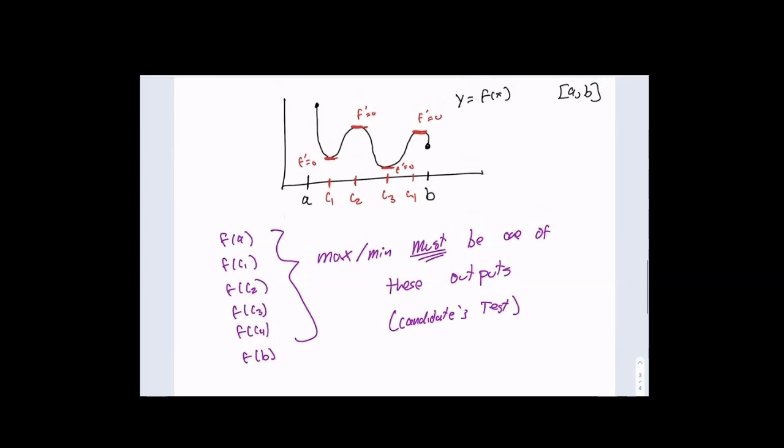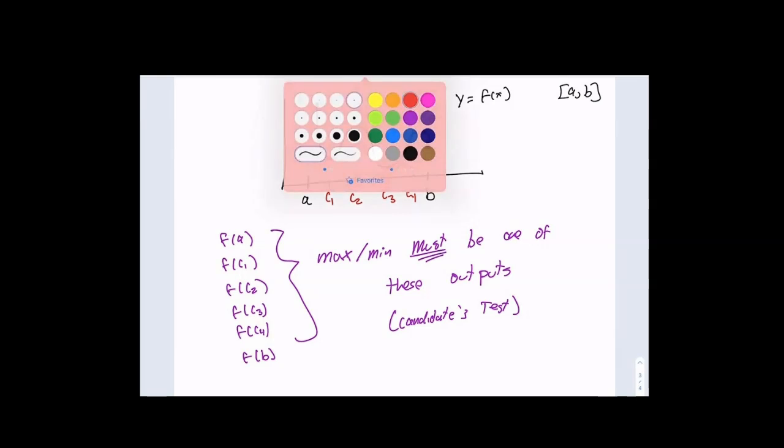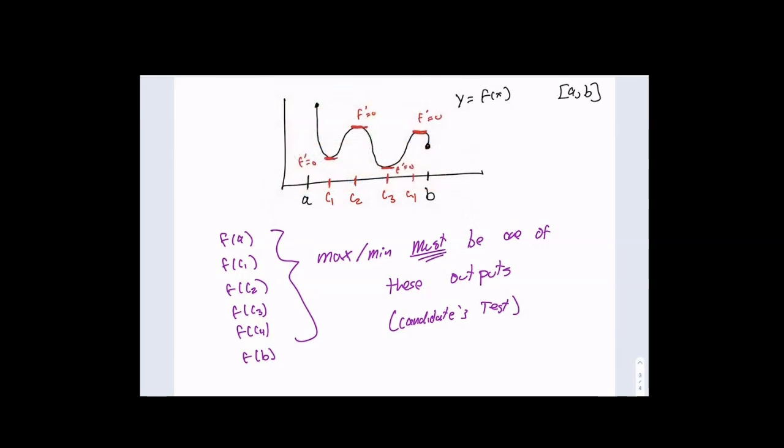Now, which value is going to give me the biggest number in this instance? Which of these outputs will be the biggest value? Look at the graph. Based on this graph, which one's going to be the biggest one?